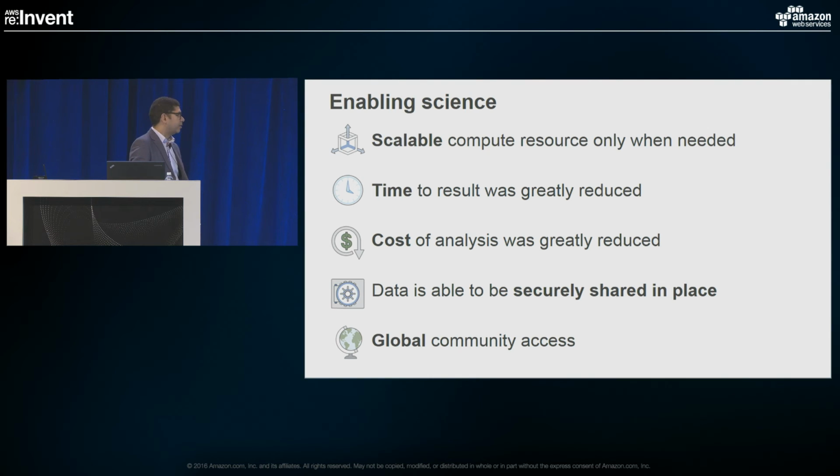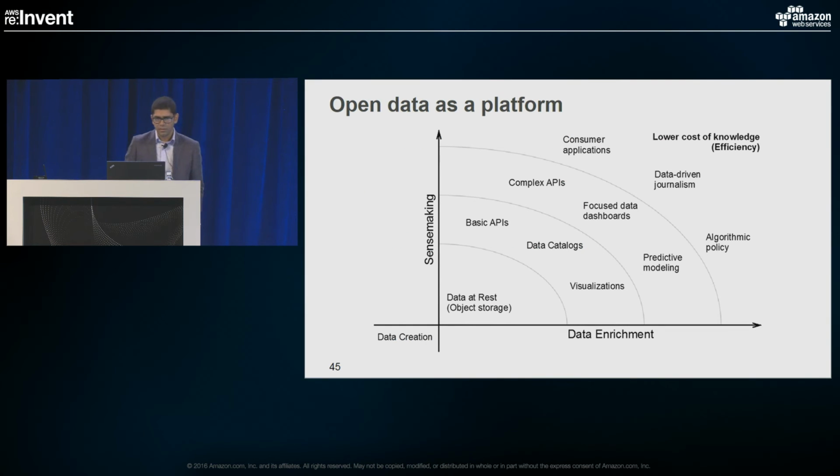The download and compute model worked up to a certain point in the life sciences. It doesn't work anymore when your data sets are literally petabytes of data. So being able to securely share data in place, bring the compute to the data is a huge change for science and one for the better. And also having a global community being able to access that data in the same way should not be overlooked as well. So we have an open data program, and this is how we see the world.